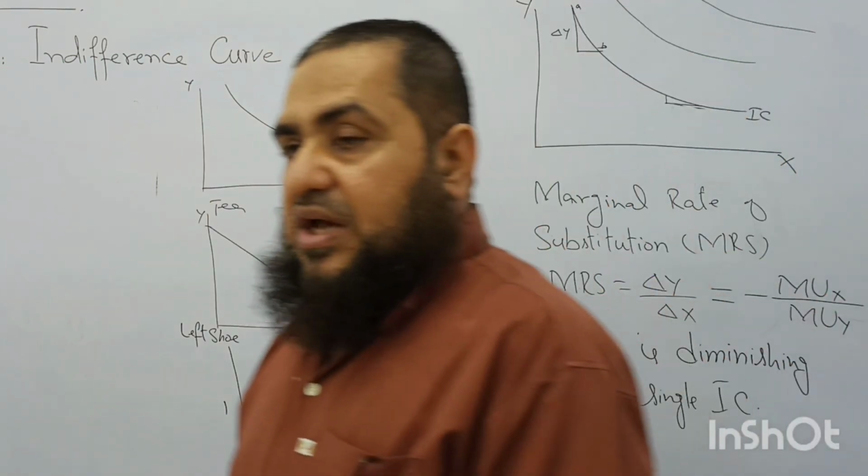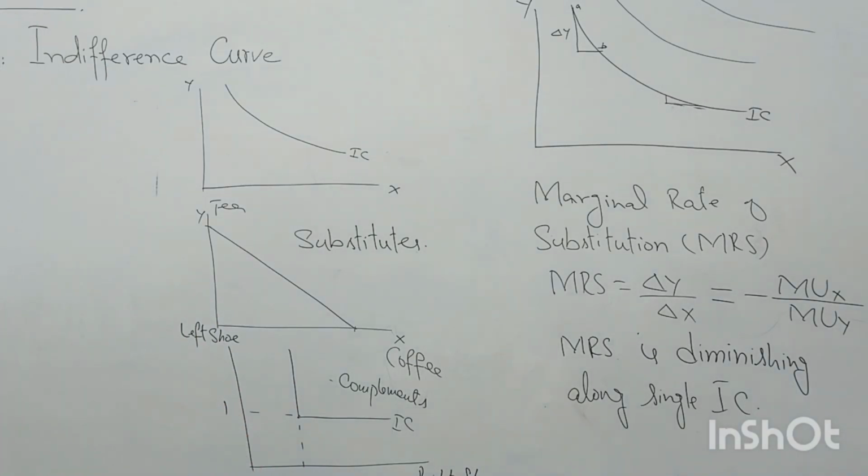We have analyzed one tool of the ordinal approach, how consumers are going to have different preferences, and this scale of preferences can be shown by using an indifference curve. Clear? Thank you.